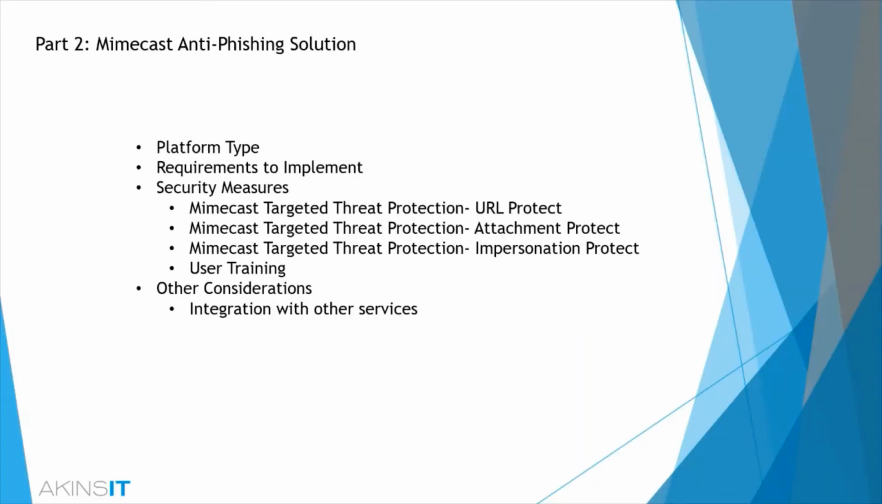Moving into part 2 of this webinar, we're going to be reviewing the first anti-phishing solution, which is Mimecast. This is the solution we presently protect ourselves with here at Aikens IT, and it has an excellent suite of tools that extend even further than phishing. In here, we'll be reviewing platform type, requirements to implement, security measures in the targeted threat protection suite, user training, and some other considerations, including integration with other services.